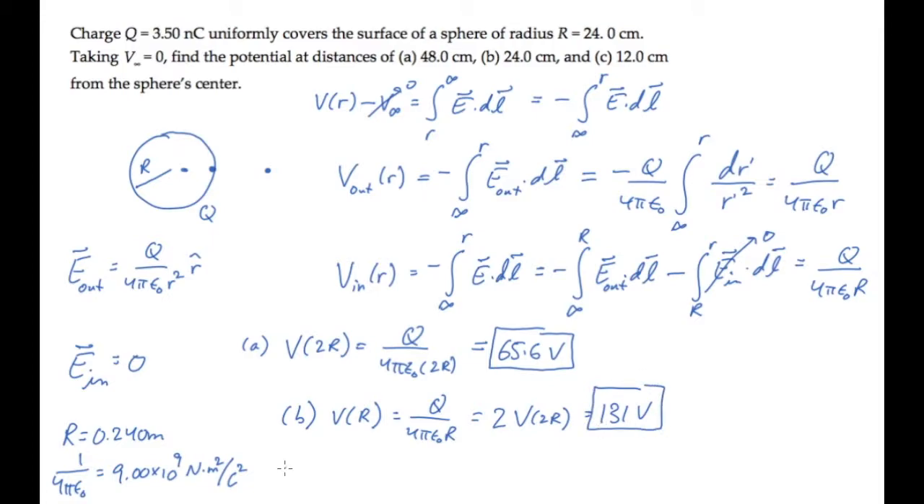In part C, we're asked to find the potential inside the sphere at half the radius. The potential inside the sphere is always constant and equal to the value on the sphere's surface. So that gives us the same value as in part B, 131 volts.